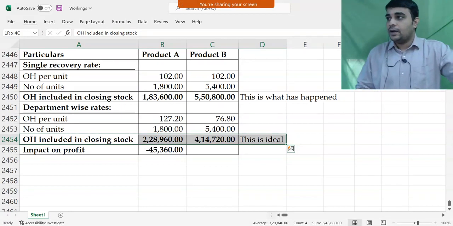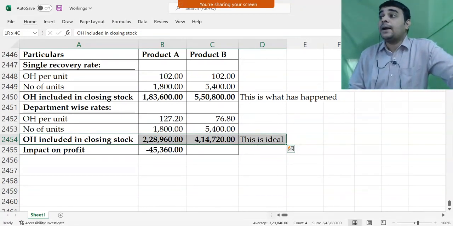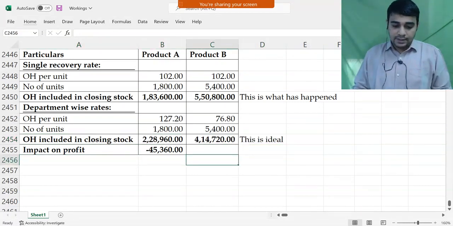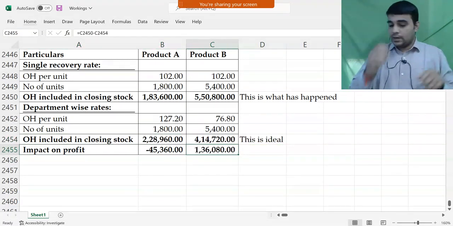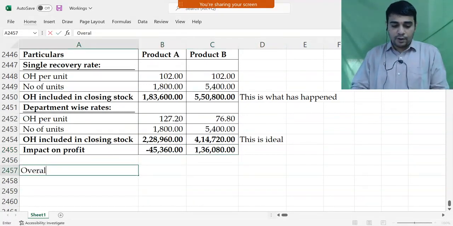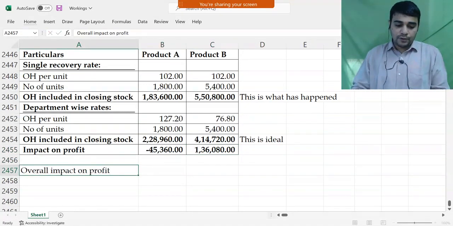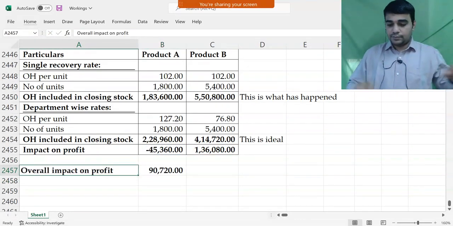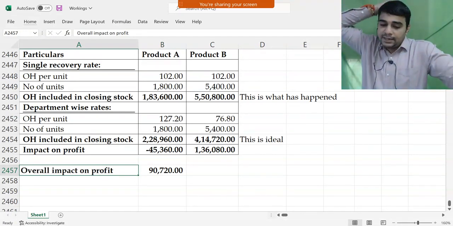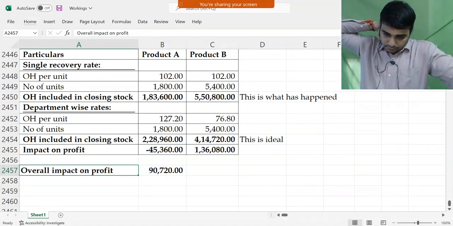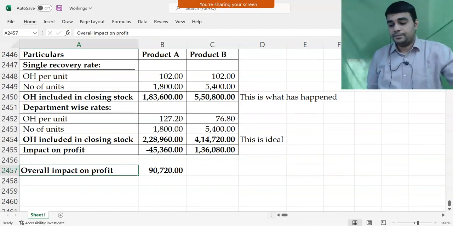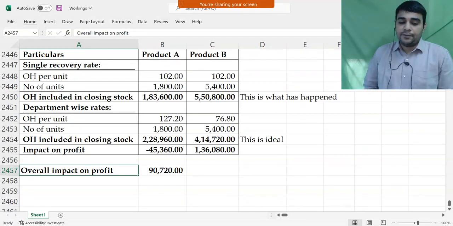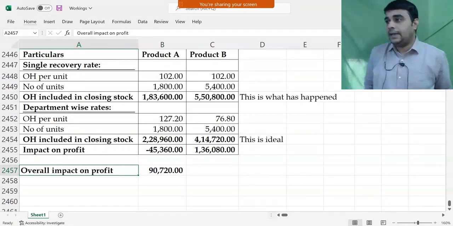This is what they should have done, because the ideal is to follow a department wise recovery rate rather than a blanket recovery rate. And in this case, profits have gone up. So net net, overall profit will go up. Profit is going up by 90,720. What has been done is line number 4. What should have been done is line number 8.